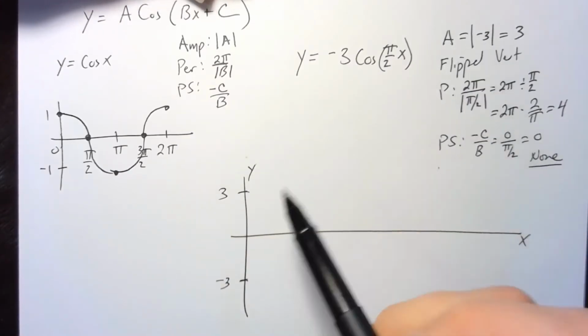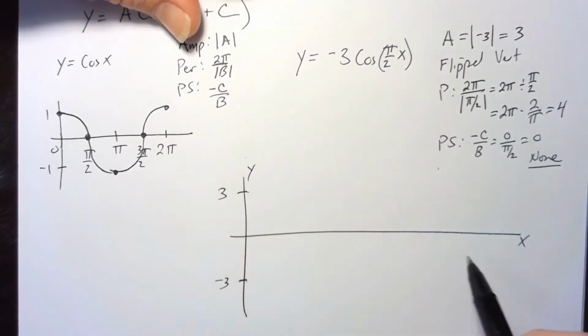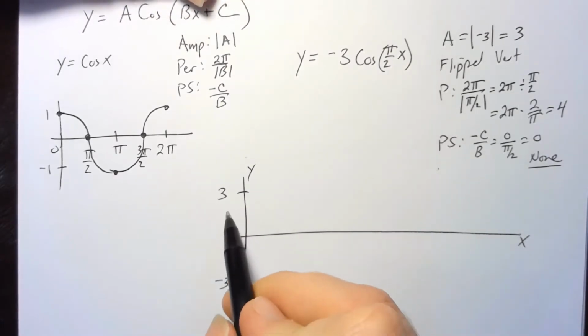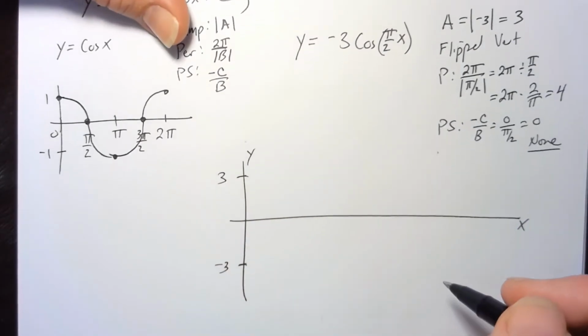Don't take this negative as you flipping this axis. That's not what we do. Again, we draw the x and y axis as though it's any other generic x and y axis. We put the positive values on the vertical top end and the negative values on the vertical bottom end.